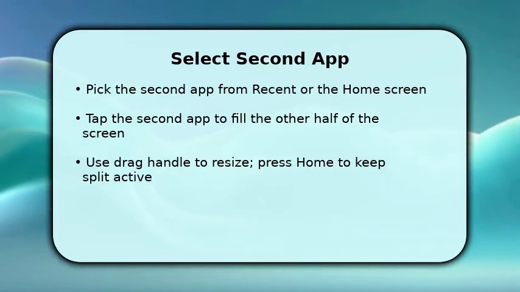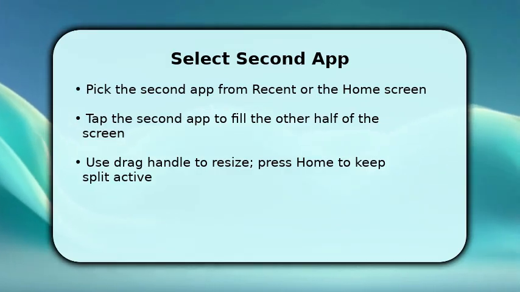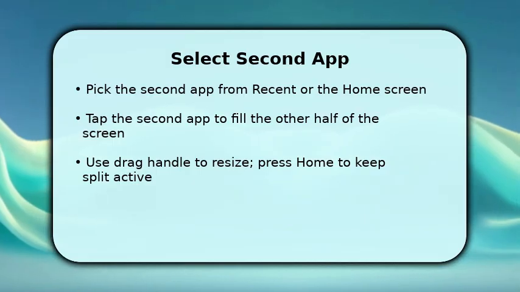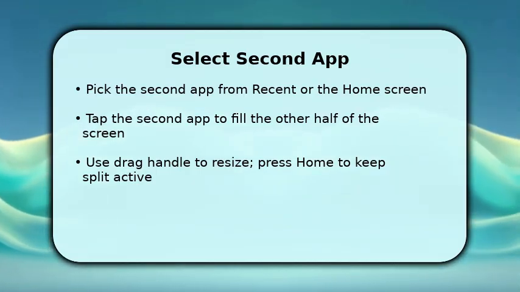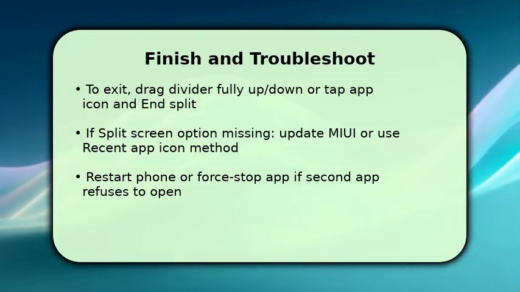Once the second app appears, use the black divider handle to drag and resize each pane for better focus or multitasking. You can press home to keep both apps visible while switching to other tasks that don't replace these split windows. To finish, drag the divider fully to one edge or tap the app icon in the split and choose End Split. That closes dual view.